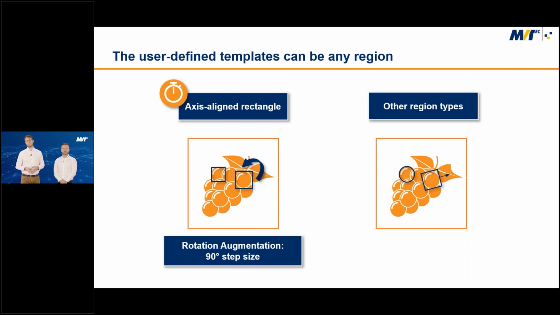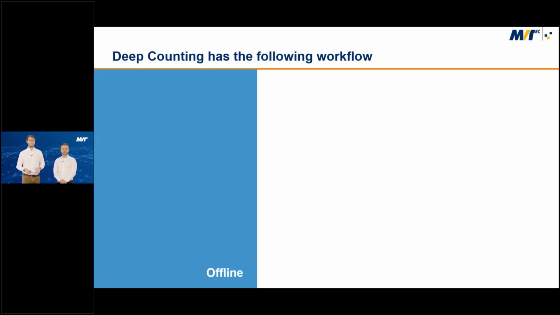And of course, for axis-aligned rectangles, this would be an augmentation in a 90-degree step size. And even for circular regions, if you decide to use them in your application, augmentation of rotation can be useful, since the objects are seldom rotationally invariant. And what does the workflow look like for deep counting?